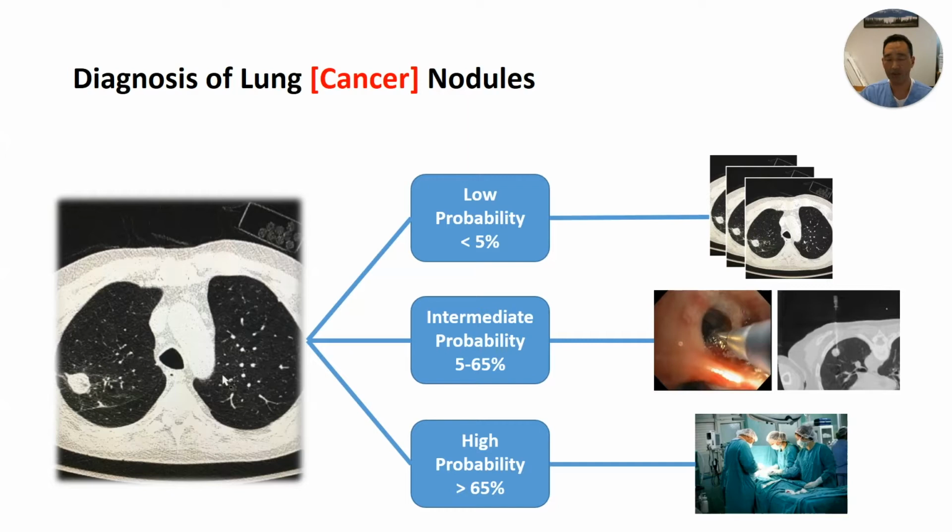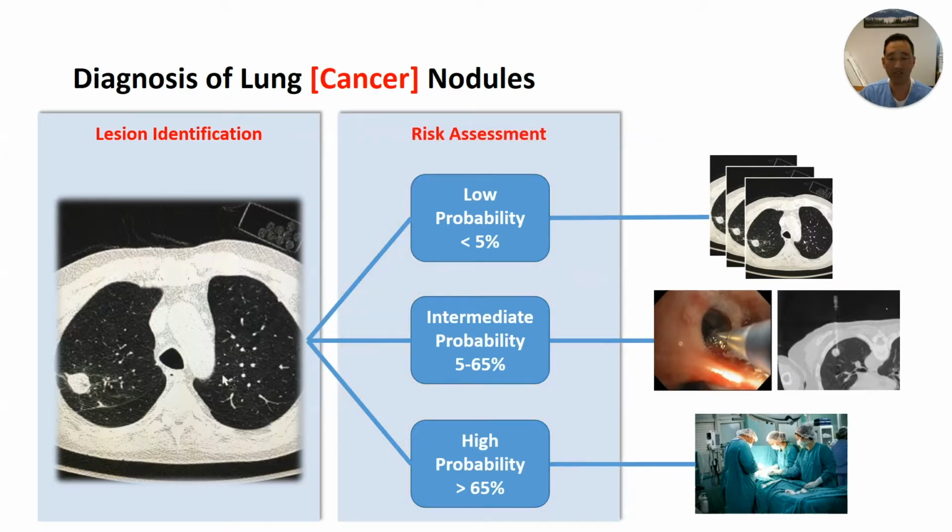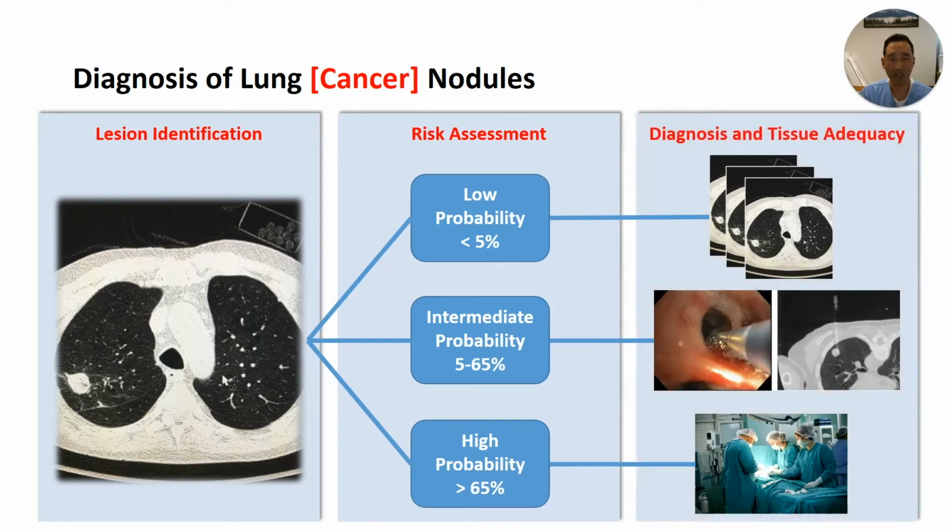But the difficulty that we have is that the sensitivity is sometimes less than ideal, and both of these are potential for complications. So now the difficulty comes into play, which is how do we go through this difficult decision-making process? And I think this is one that is very familiar to all of us as pulmonologists. There are really three different aspects to this problem. One is going to be lesion identification. The second one is going to be risk assessment. And lastly, tissue diagnosis and adequacy.